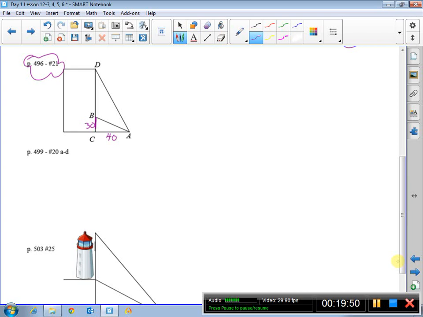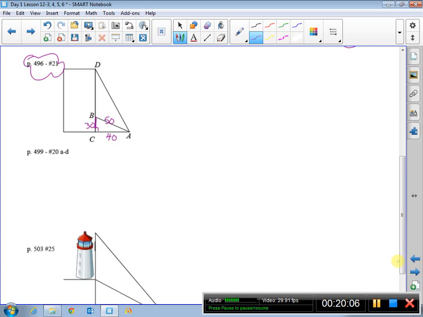Right now in my head, I know AB. I have a 40 here, a 30 here. It's a 50. It's a 3, 4, 5 Pythagorean triple.